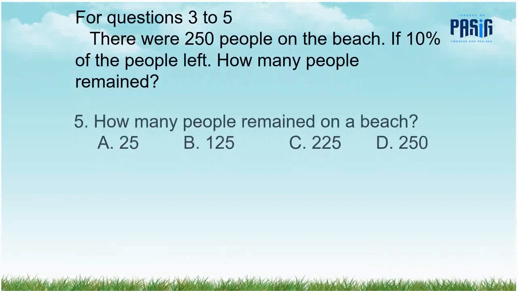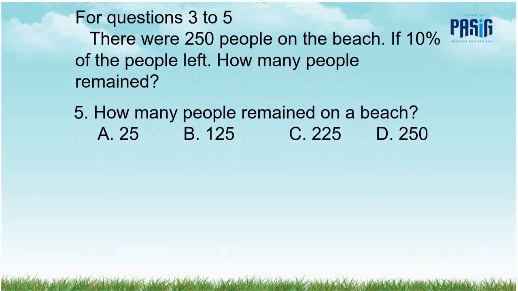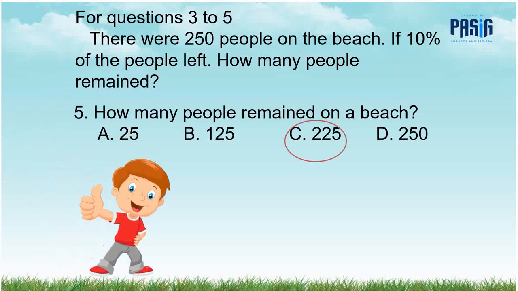Let us now have the last question. Number 5. How many people remained on a beach? A. 25, B. 125, C. 225, or D. 250. Choose your answer. The answer is letter C, 225. Very good.